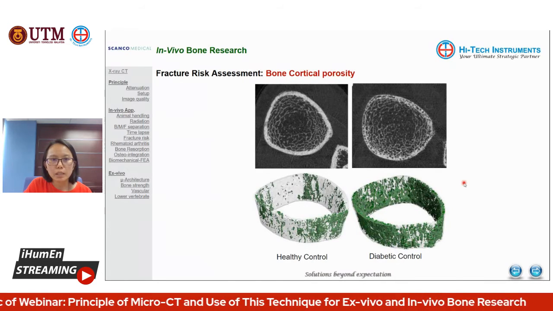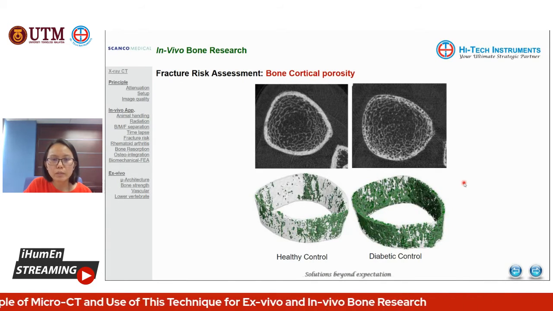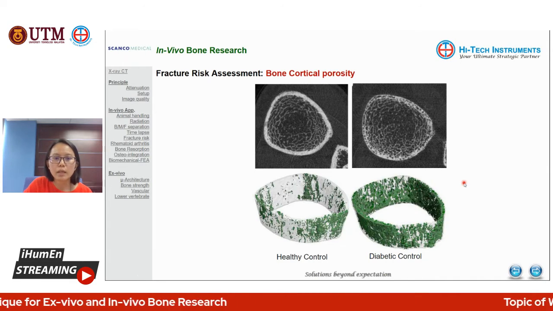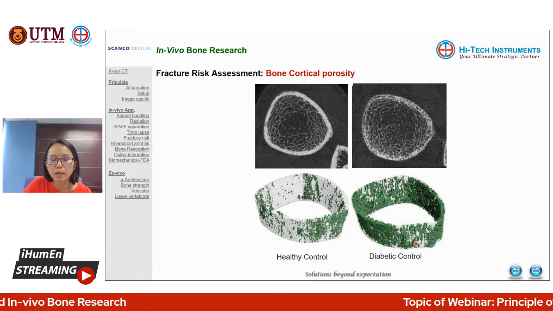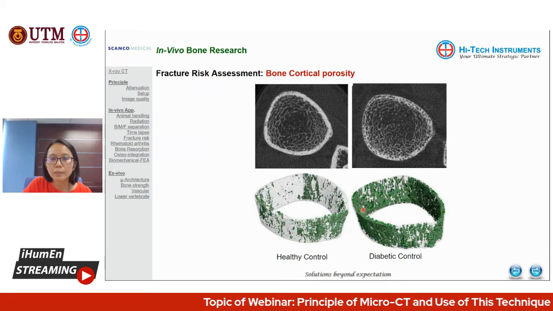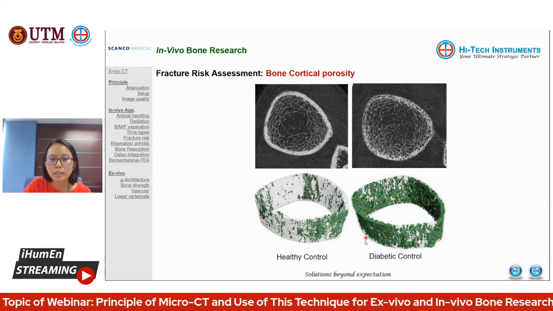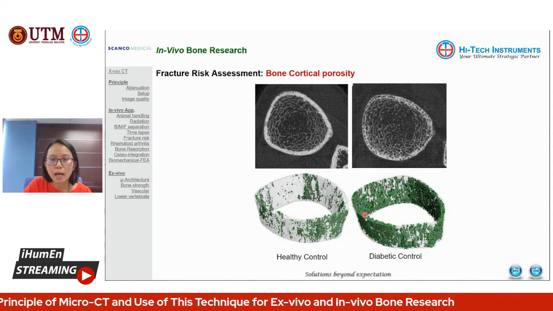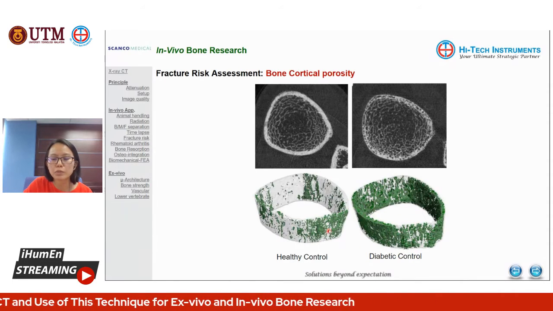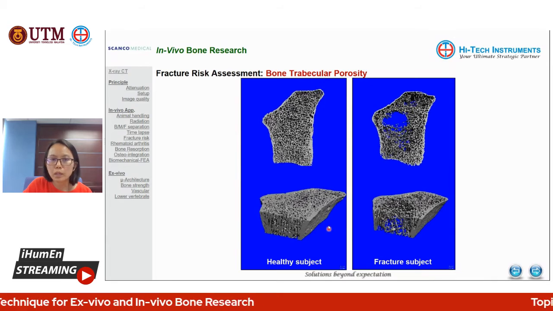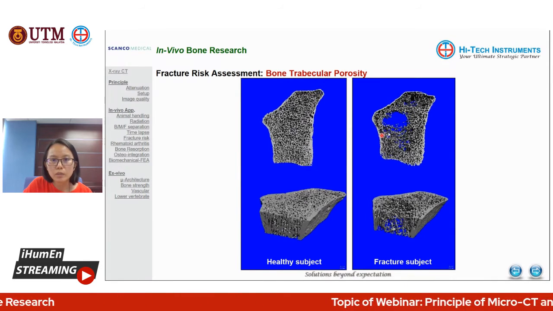And by using in vivo micro-CT, we can also study the cortical porosities. As you can see here, the healthy control and the diabetic control. The green color here is labeling the porosity, the pores within the cortical layer itself. So you can see the diabetic has higher porosities compared to the healthy control. And we can also focus on the trabecular instead of the cortical itself. So you can see the porosities.